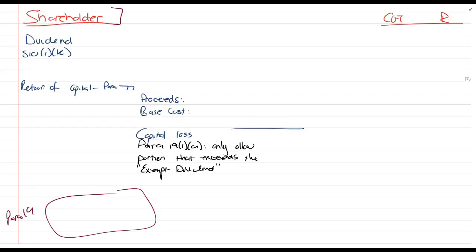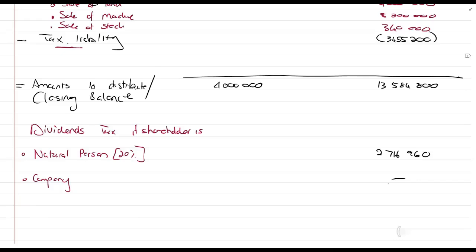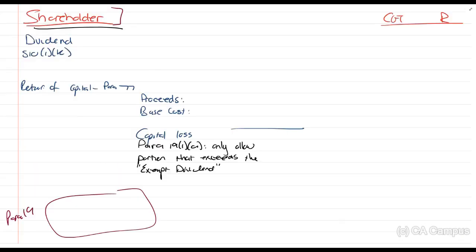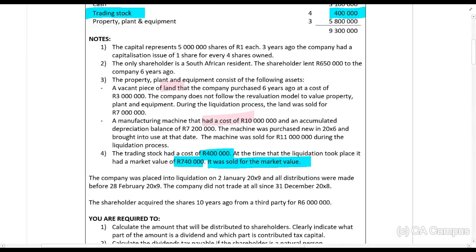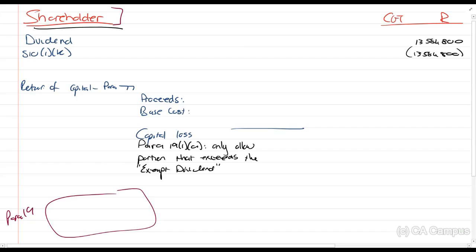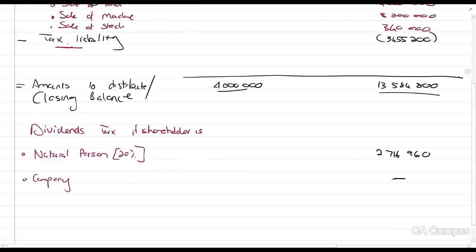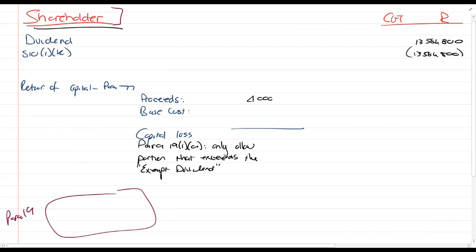All right, now let's go and do the tax for the shareholder. The first thing is the dividend that we received, 13,584,800. The full amount is exempt. Proceeds is the contributed tax capital amount, 4 million rands. The base cost on that was 6 million rands. That gives us a capital loss of 2 million rands.